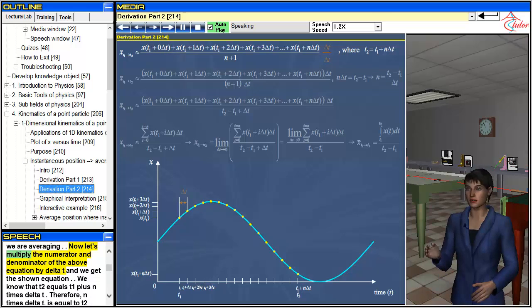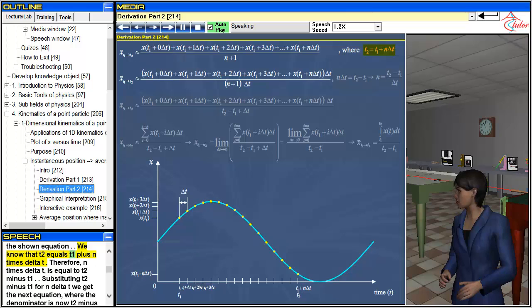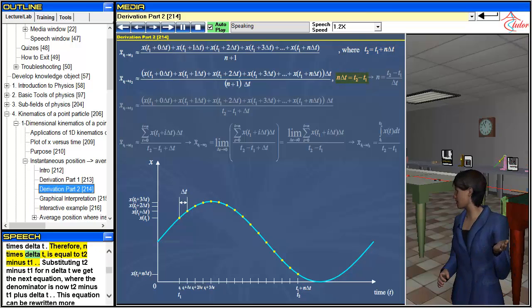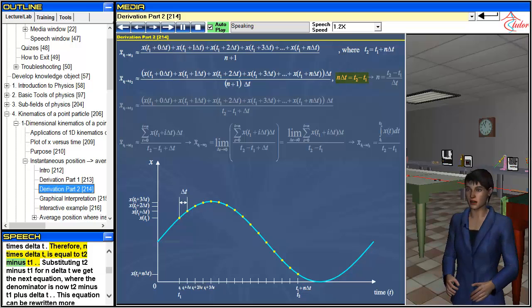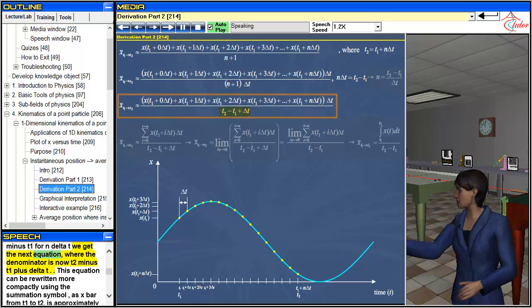Now let's multiply the numerator and denominator of the above equation by delta t, and we get the shown equation. We know that t2 equals t1 plus n times delta t. Therefore, n times delta t is equal to t2 minus t1. Substituting t2 minus t1 for n delta t, we get the next equation, where the denominator is now t2 minus t1 plus delta t.